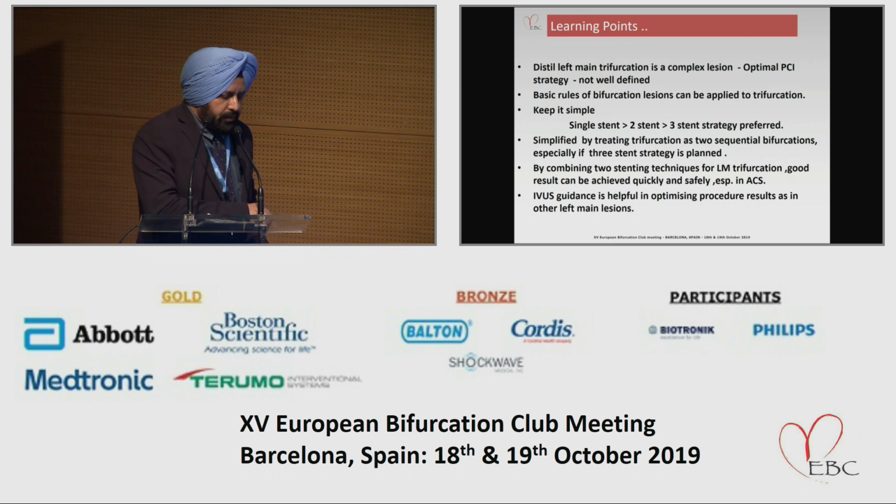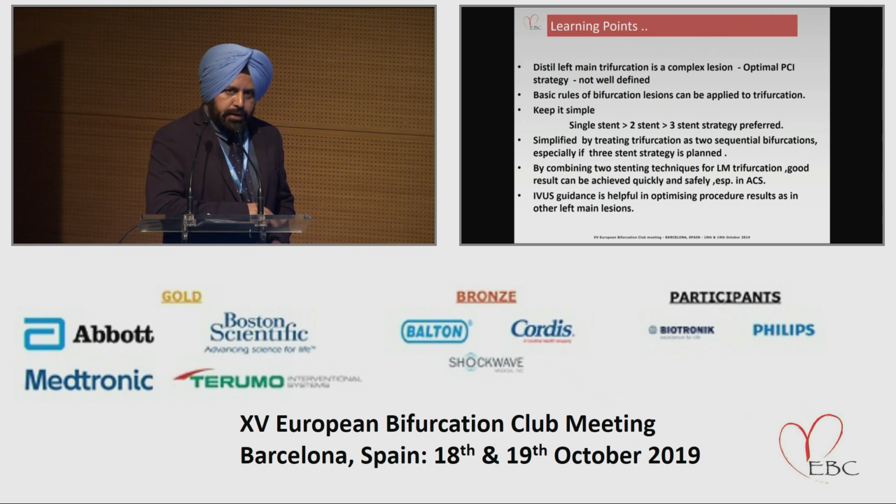So what I feel is distal left main trifurcation is a complex lesion. Optimal strategy is not well defined. Basic rules of bifurcation lesions apply to all these patients, and we should try to keep it simple. But if at all it's required, I think we can go for a 3-stent strategy. Also, this is not a planned strategy in all the patients; we should try to reduce the number of stents. But if at all required, I think we can go for that and achieve good results.